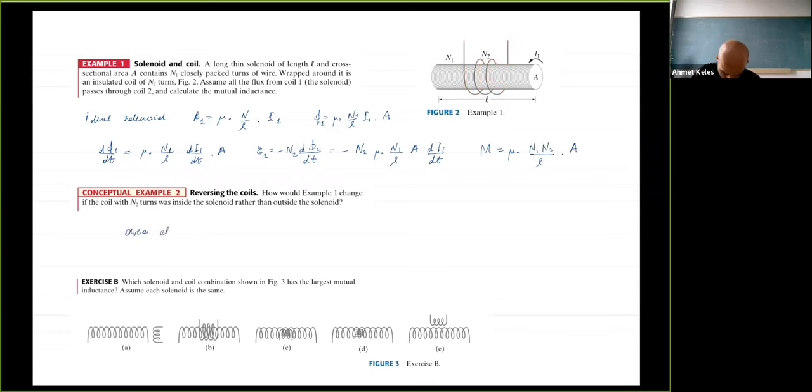So again, we can start with what we know, the magnetic field. It's mu zero, density of loops, times current. Flux through the solenoid is B times A, which is going to be mu zero N over L times current times area. And the definition of inductance L is just, let's look what we have here. It's N times phi over I. So I already have one factor of N, so it's mu zero N squared divided by L, I just canceled I, times area.